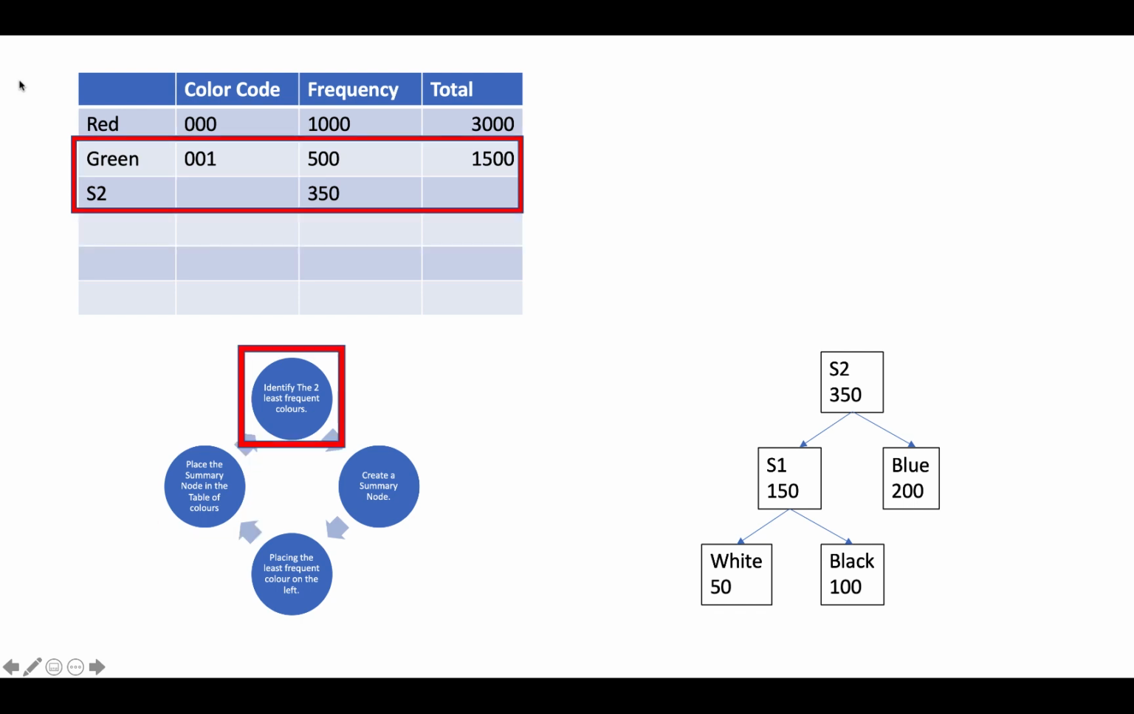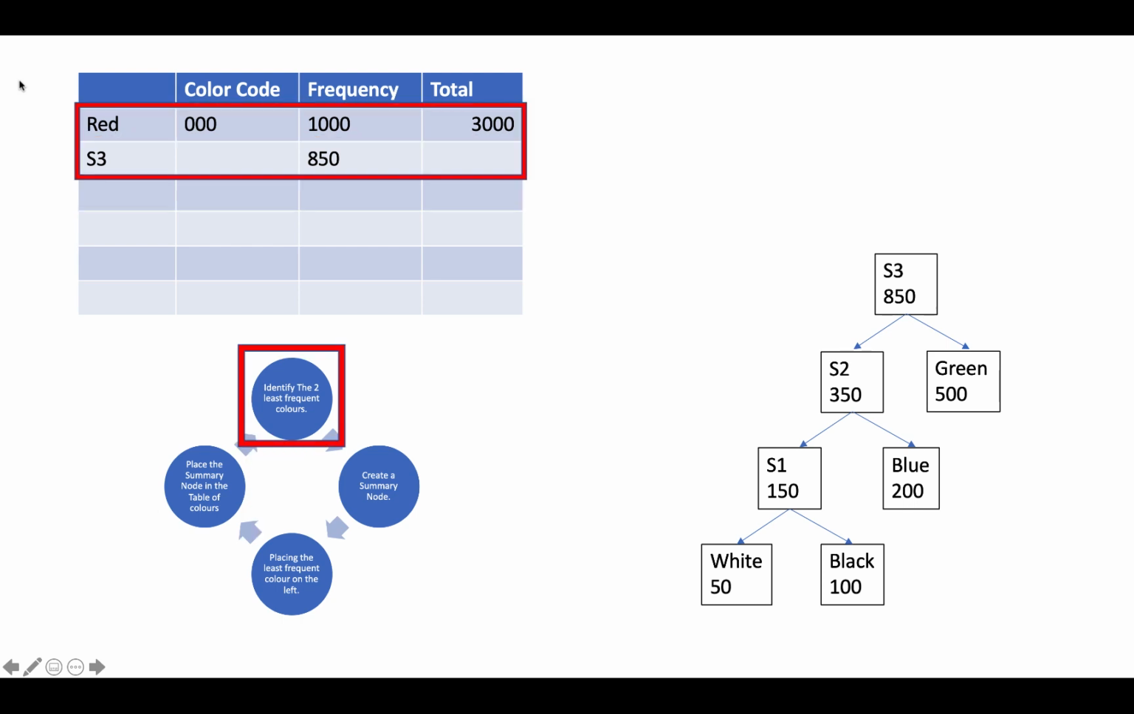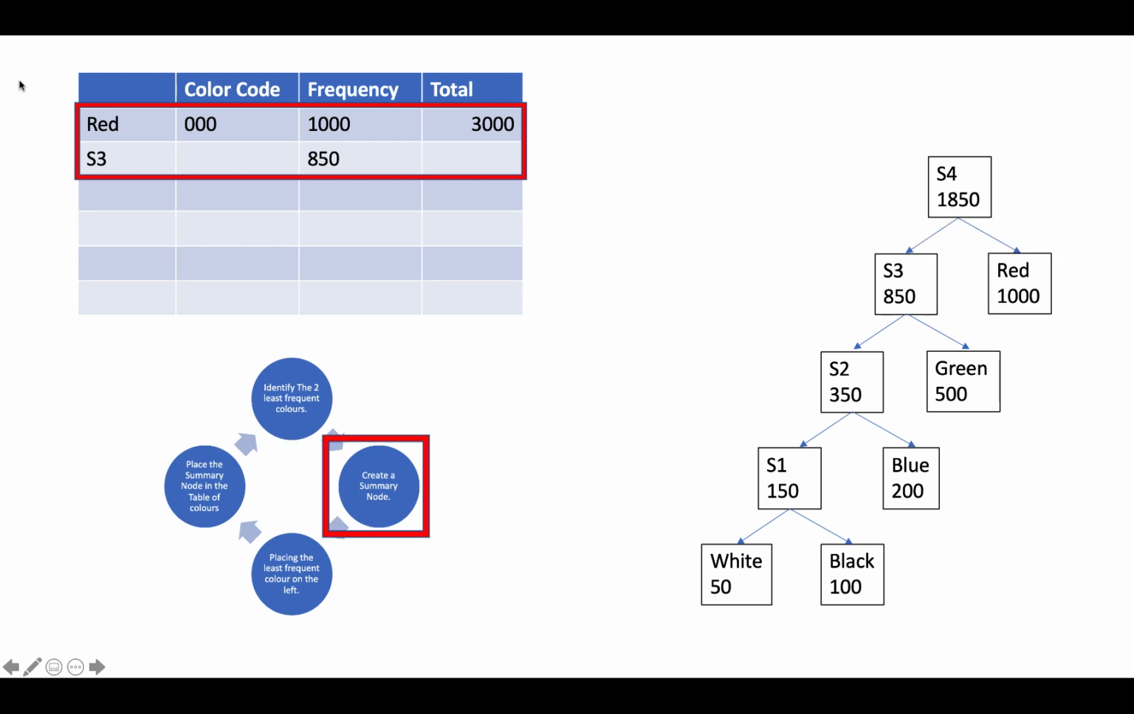So once again, we identify the 2 least frequently used colors. We create a summary node, making sure that the smallest node is on the left hand side. Then we place the summary node back into the table, and we start the loop again. Identify the 2 least used colors, create a summary node, make sure that the least used is on the left, and then put the summary node back into the table. And now that we've only got 1 summary node, we can stop building our tree.